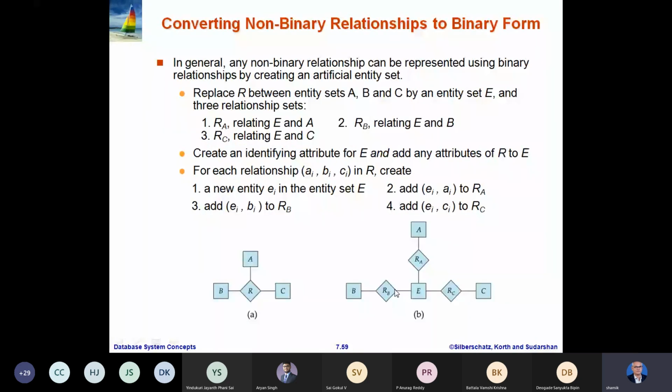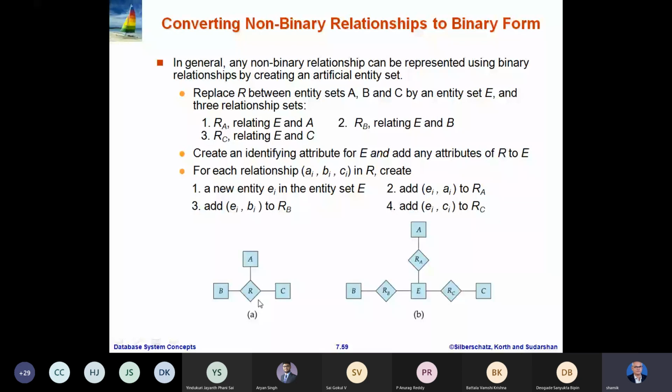And of course, if it is non-binary, so if it is ternary, as is shown here, it is possible to replace this by this type of binary relationship. It's fairly easy. If we have this R, A, B, and C, what you do is simply break it up into three such relationship sets.